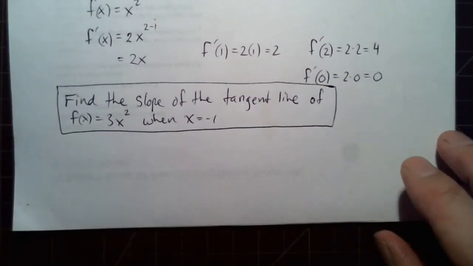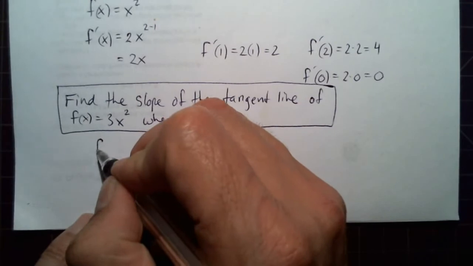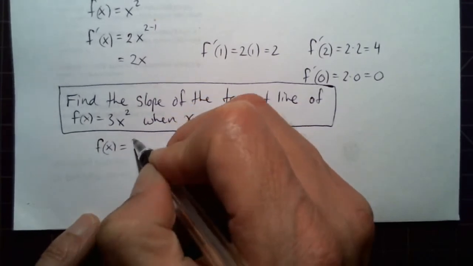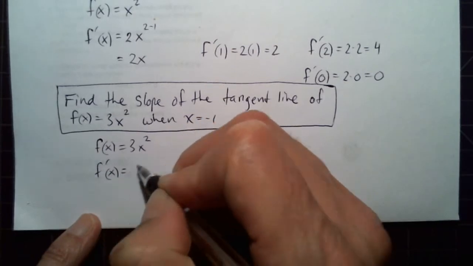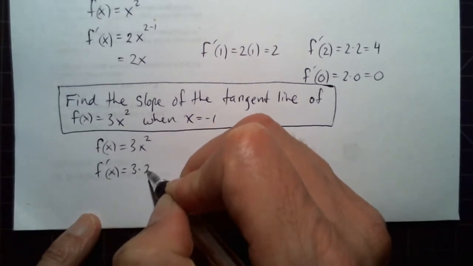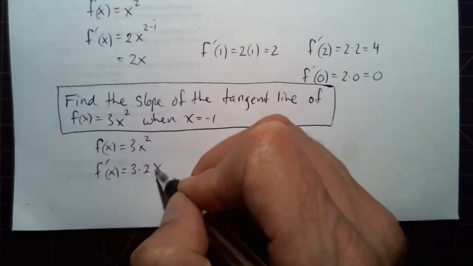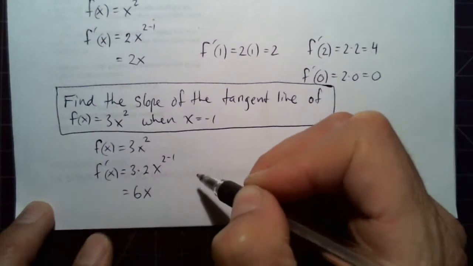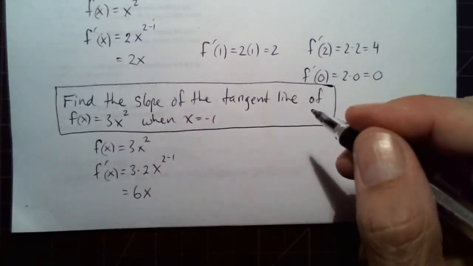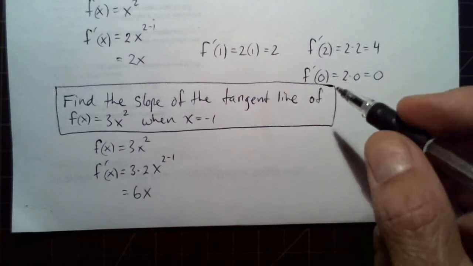Alright, pause the video and try that one. So we're going to use the power rule. The function is 3x squared. The derivative is 3 times 2. We multiply the coefficient by the exponent and then subtract 1. So that's 6x. And then it says find the slope of the tangent line, which is another way of saying rate of change or derivative.